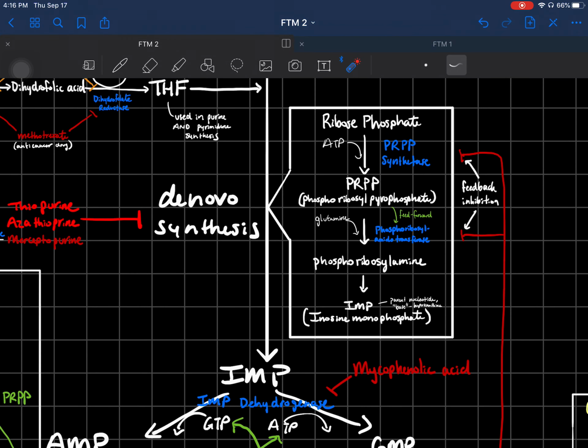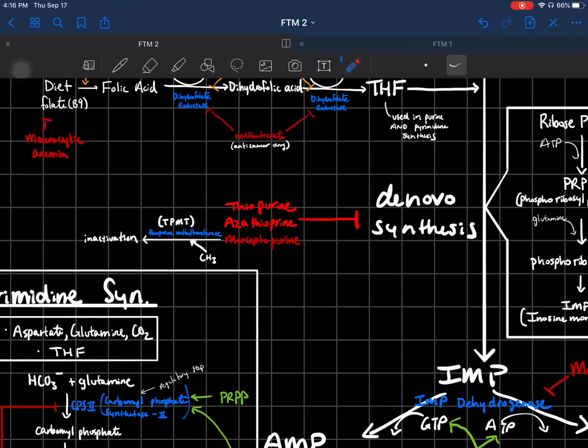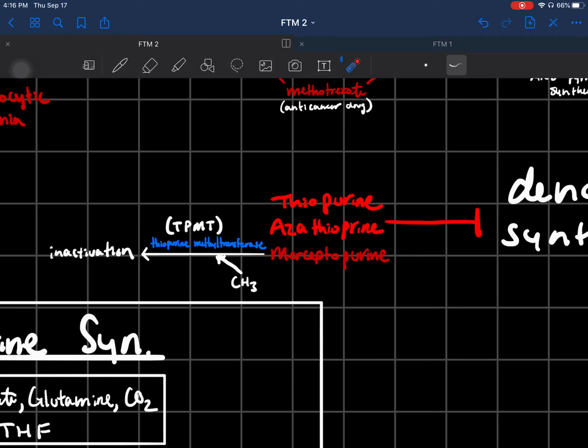Okay, and this can be inhibited by these different types of molecules. So thiopurine, azathioprine, and mercaptopurine. Okay, so these products can inhibit synthesis of our A and G purines. All right, and what's special about mercaptopurine is that it can also be inactivated through this enzyme called TPMT, which is thiopurine methyltransferase. So it's going to transfer a methyl group over onto the mercaptopurine, and it's going to inactivate it.